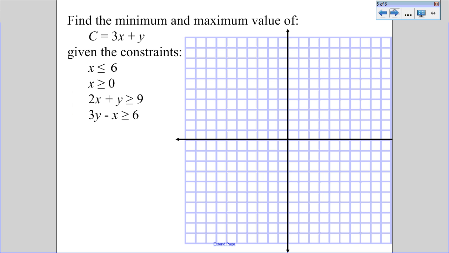All right. What we're going to do, we're actually going to graph one of these. We're going to find the maximum and minimum of C equals x plus y. So this is my objective function. I save this for the end. This is where I make my table.